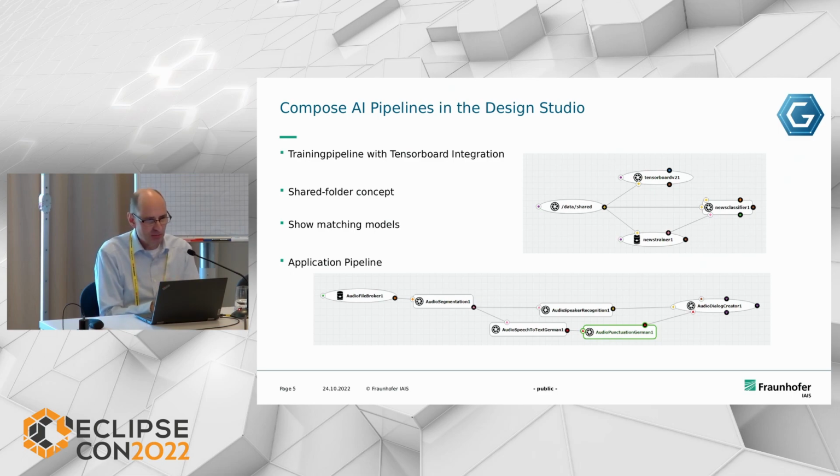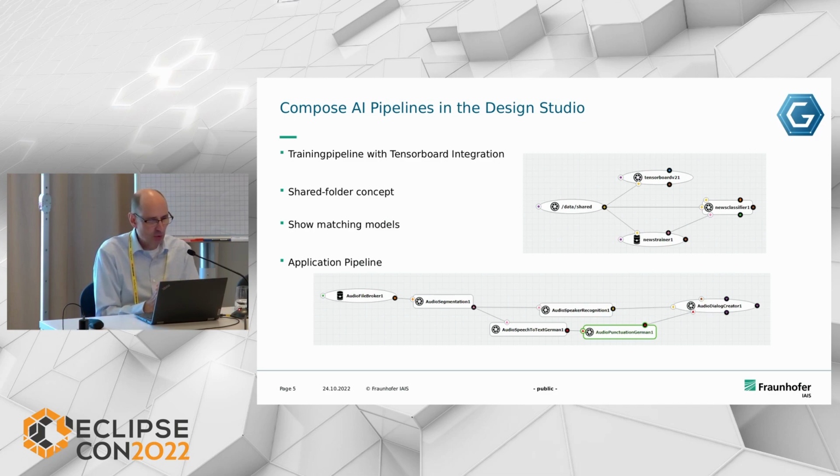And here are some examples of AI pipelines that can be composed in the design studio. On the top, we have a training pipeline, which uses, for example, a TensorBoard node and a shared folder for common data storage. The design studio also shows matching models to make it easier for a user to find the right connection, to know what modules can be connected together.